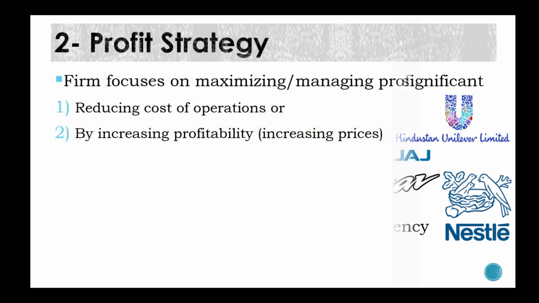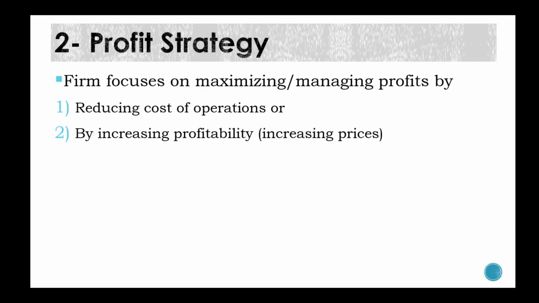Next is the profit strategy. Under this strategy, the firm focuses on maximizing profits from its current resources and operations. The company may make efforts to reduce cost or increase profitability within the existing scope, but it avoids any major investment in growth dimensions. Let us take some examples starting with ITC Limited.